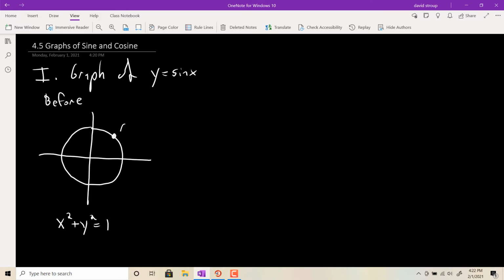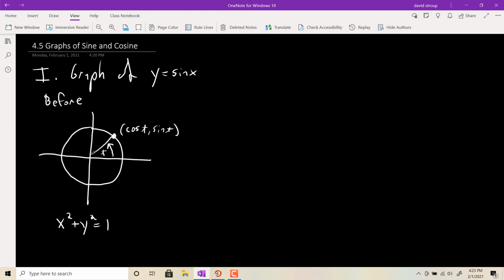For example, this point here would be cosine of t, comma sine of t, where t is the angle from the initial side, the positive x-axis, to the terminal side, this line right here. So that's not really the graph of sine of x. What we want to do is take this picture and map it onto the xy plane. So how do we do that?